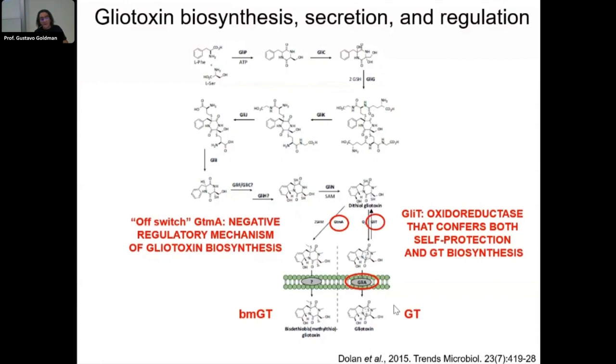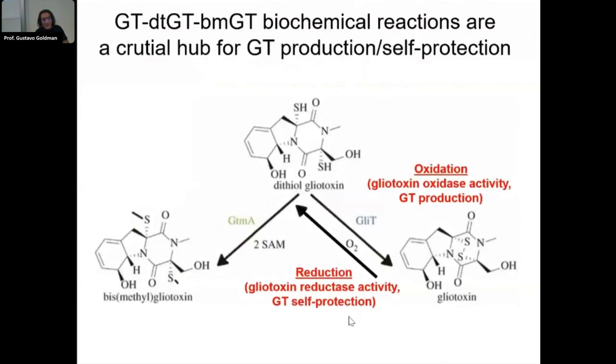Or then, if there is a lot of gliotoxin, it has to go back to dithiol gliotoxin, and the dithiol is converted by GtmA, and the product is secreted through a transporter that we don't know yet which one is. And then you have BmGT, the methylated form of gliotoxin that's not toxic to the fungus, and you have gliotoxin that's toxic to the fungus. That's what you have to keep in mind. That's the hub that's important. Dithiol gliotoxin can be converted to gliotoxin.